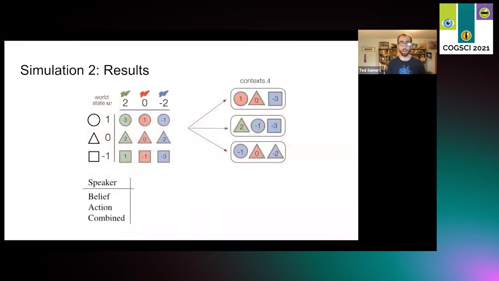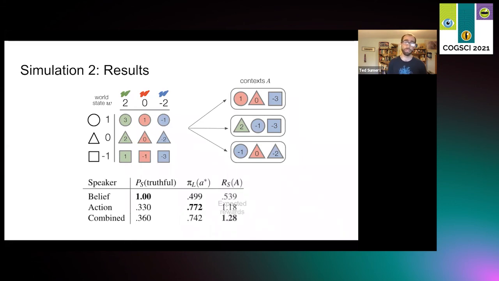So we can look at this quantitatively by looking at the fraction of messages that are actually truthful. And we see that in fact, action and combined message speakers send false messages nearly 70% of the time. However, they do this in service of their objectives and thus succeed at them. So the action speaker manages to obtain the best action 77% of the time, and the combined speaker manages to obtain by far the highest expected utility, more than double that of the belief-oriented speaker in the local context.